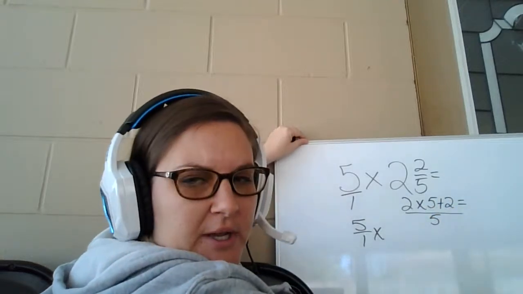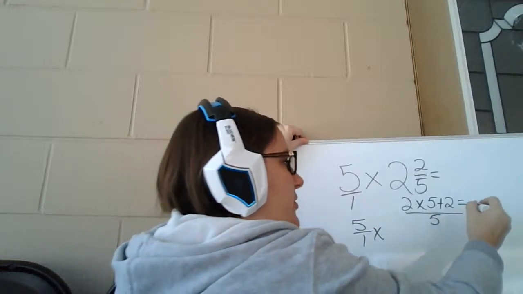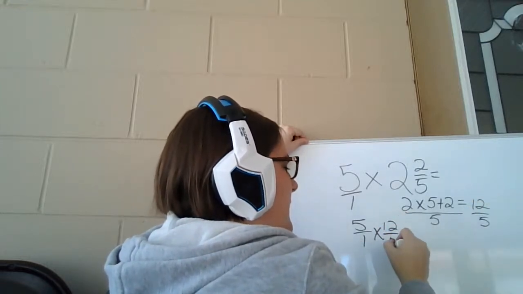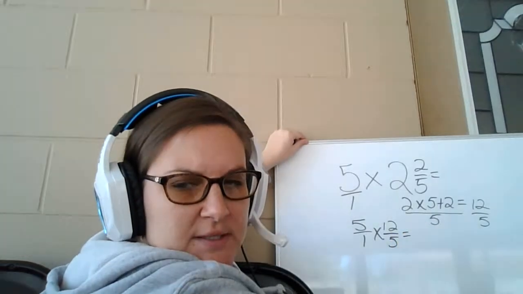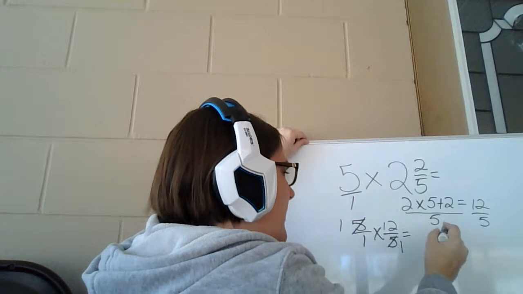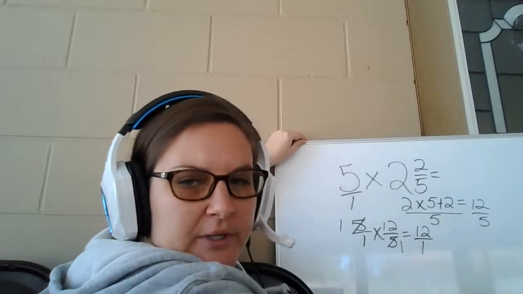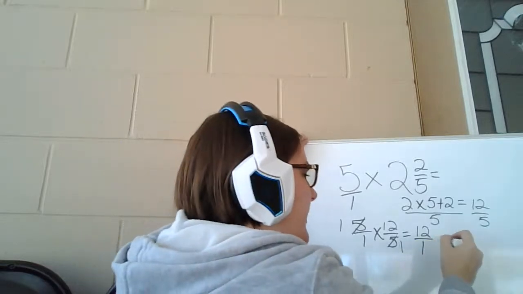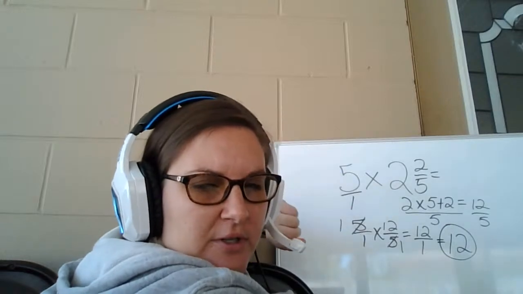So what's our new fraction become? 2 times 5 plus 2 is 12/5. Now, can I cancel? Yes. I can cancel 5 and 5. They both turn to 1. And when I multiply across, I get 12 over 1. But anytime 12 is over 1, I have to divide. So 12 divided by 1 is what? 12. And that's my final answer.